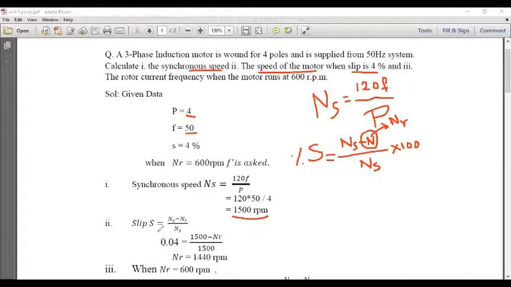So in the second question, by using the slip formula S is equal to ns minus nr by ns, the slip is given, that is 0.04, which is the percentage converted into slip. S is equal to 0.04, and ns is 1500, the synchronous speed we obtained initially. So from that nr is equal to 1440 rpm.